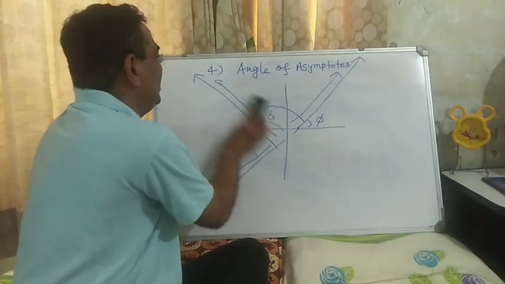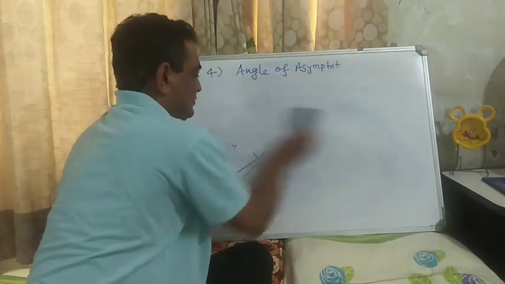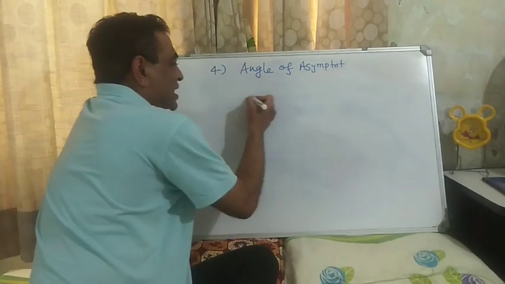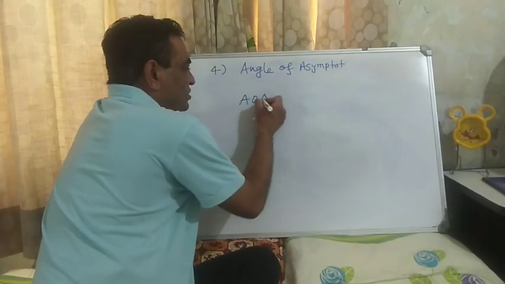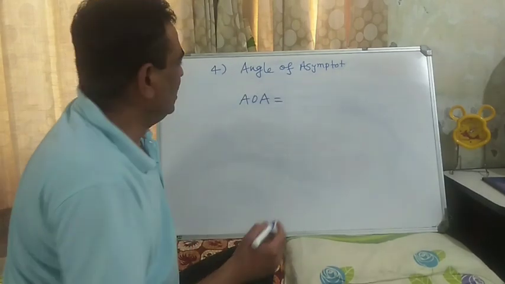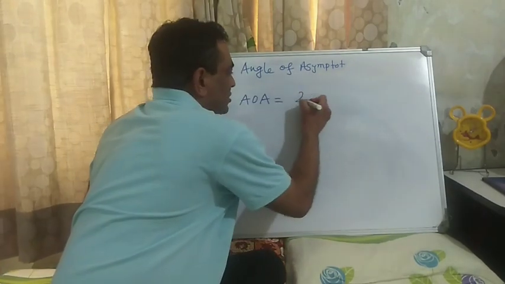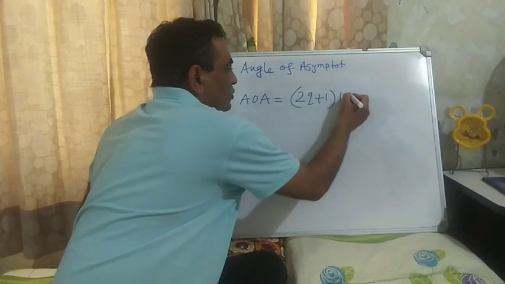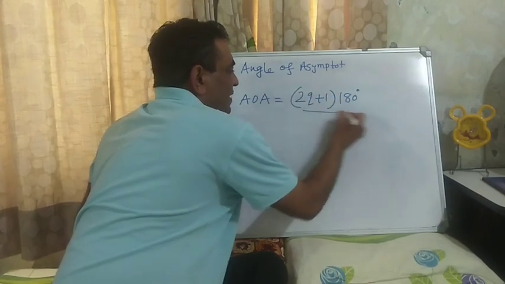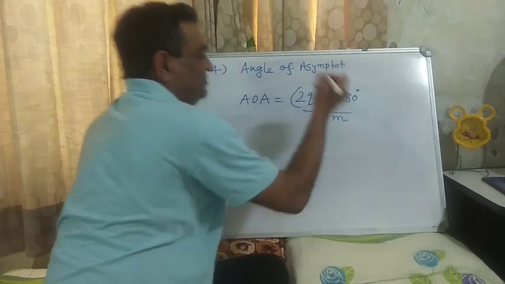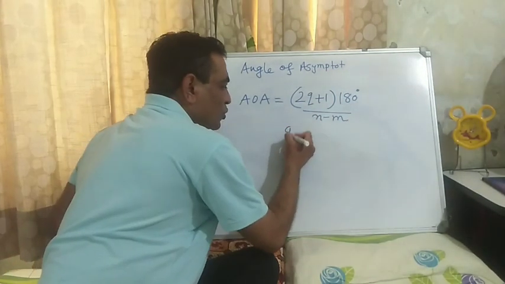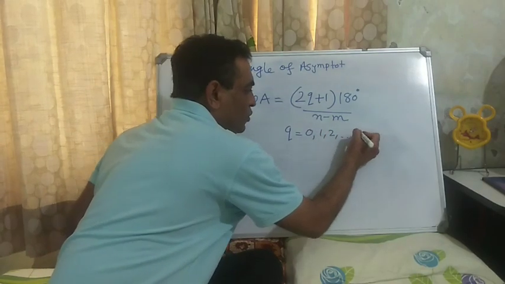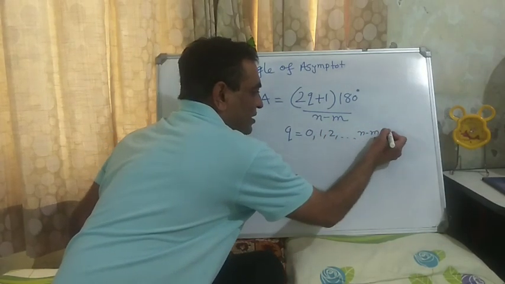So how can we calculate the angle of asymptotes? There is a rule. It says that angle of asymptotes can be calculated via this formula, that is (2q plus 1) into 180 degree divided by n minus m, and q goes from 0, 1, 2 up to n minus m minus 1.